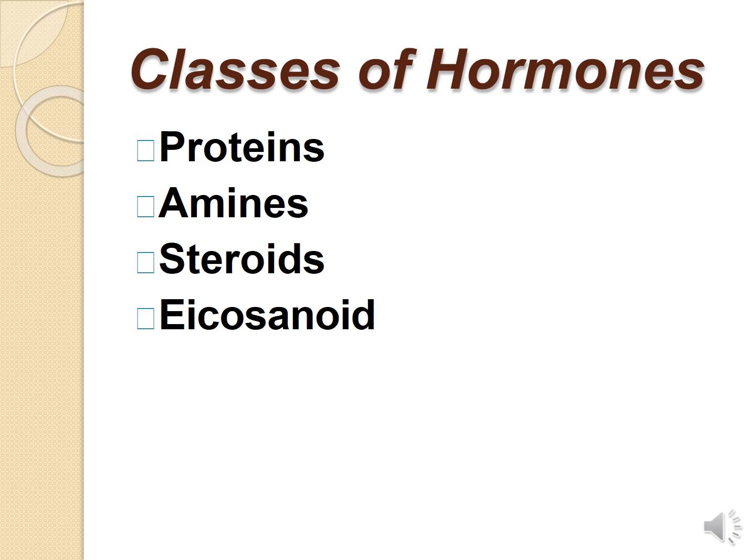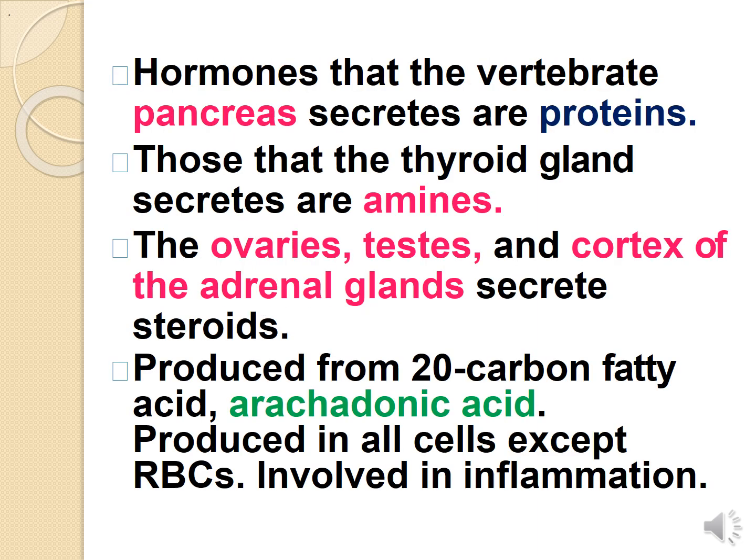The classes of hormones may be proteins, amines, steroids or eicosanoids. Hormones that the vertebrate pancreas secretes are proteins. Those that are secreted by the thyroid gland are amines. The ovaries, testes, and cortex of the adrenal glands secrete steroids. Eicosanoids are produced from the 20 carbon fatty acid, arachidonic acid, in all cells except RBCs.